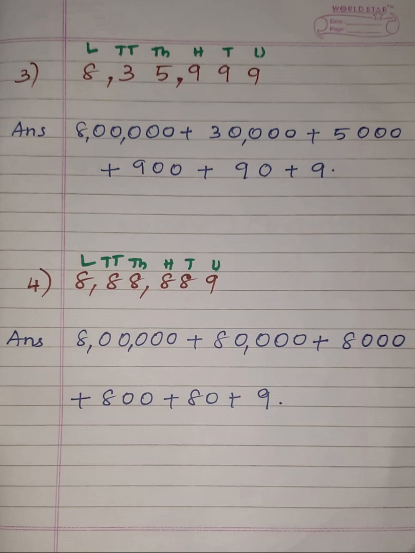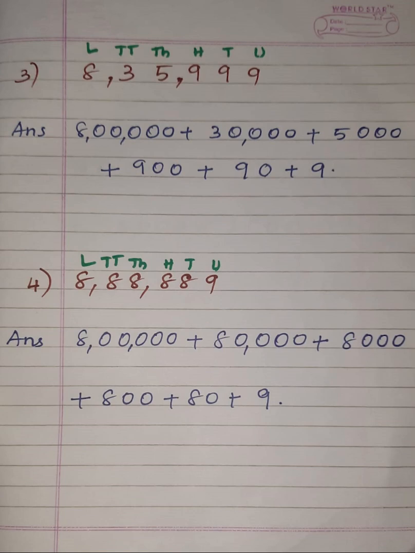Therefore the place value of this 9 would be 9. Okay, children. So what we have to do? Answer, we have to add up everything. That is, our answer would be 8 lakhs plus 30,000 plus 5,000 plus 900 plus 90 plus 9. Okay, children. So in this way you have to write this in your notebook.